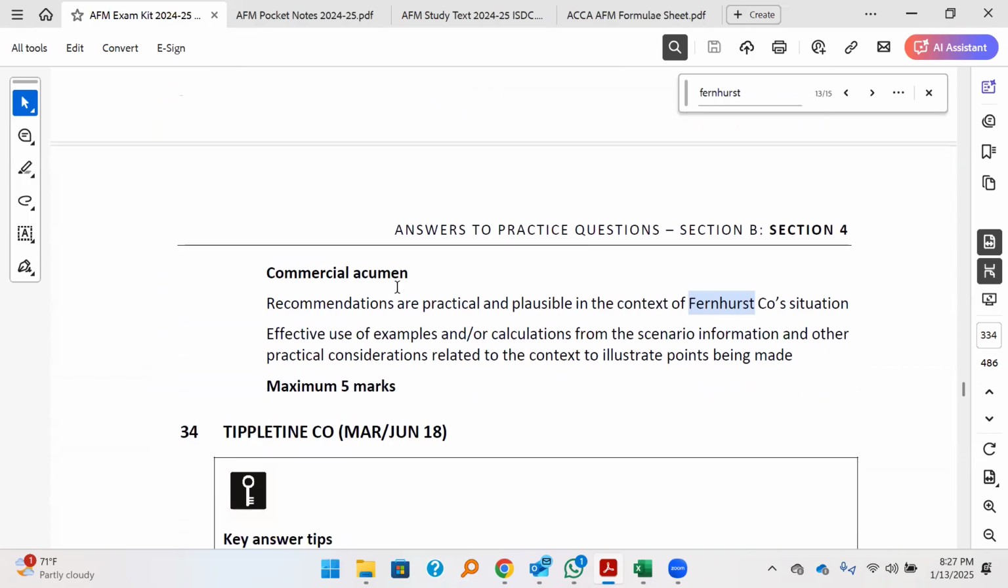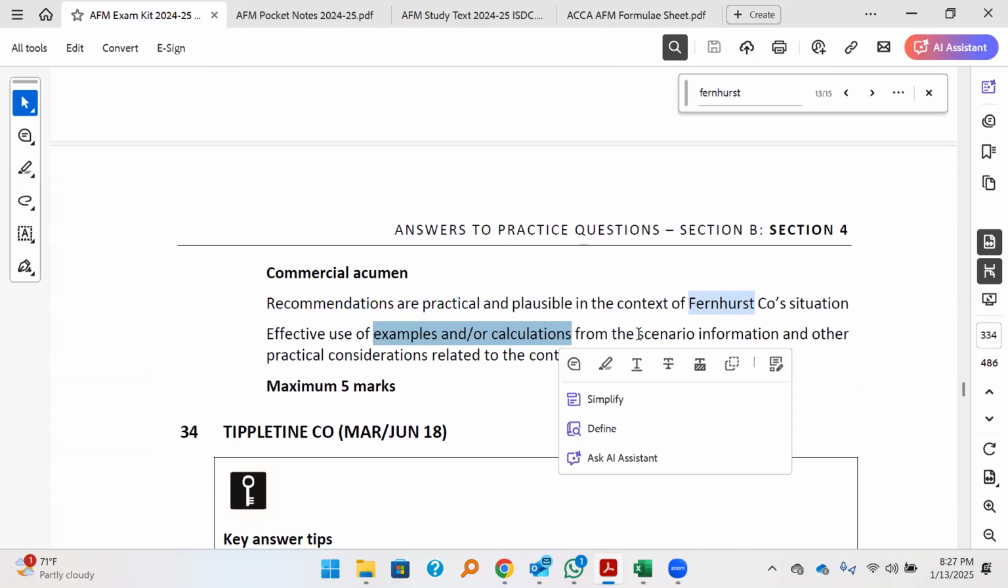And here, recommending practical and plausible answers in this situation of Fernhurst. Things like examples or calculations from the scenario that can help to give a recommendation that makes sense. So those are some of the ways you can get these marks. And as I said, there is a lot that is talked about them.